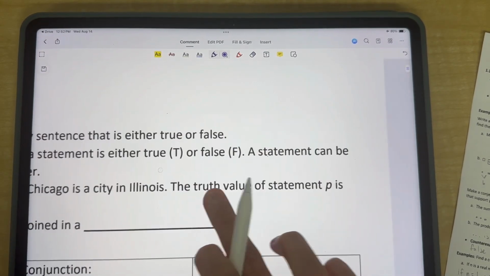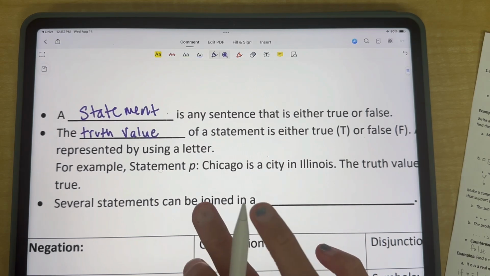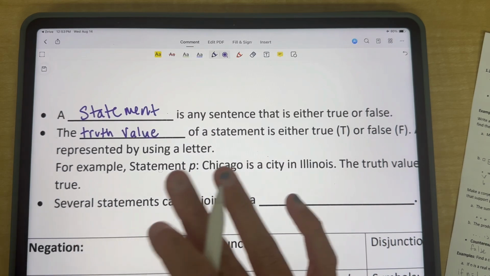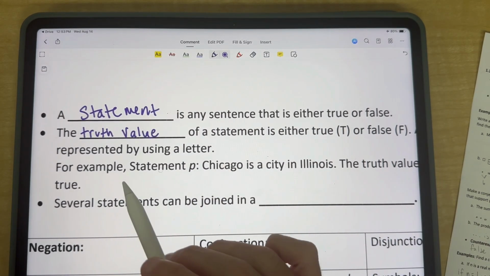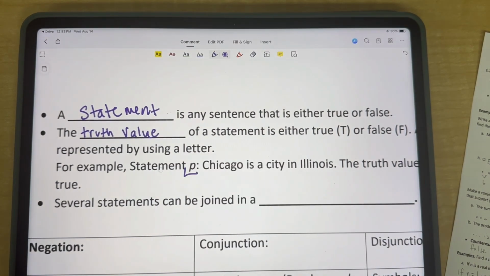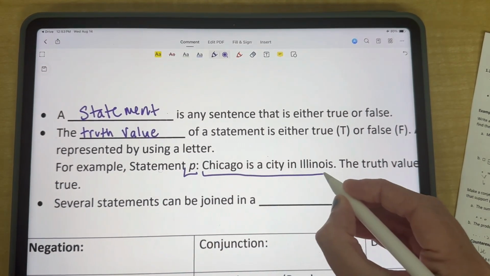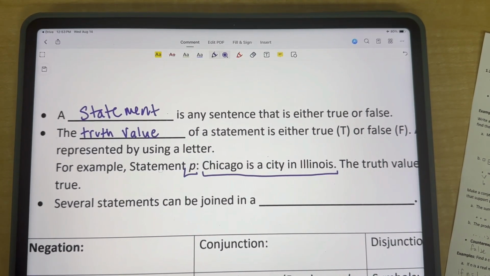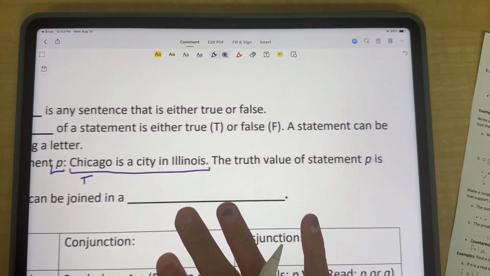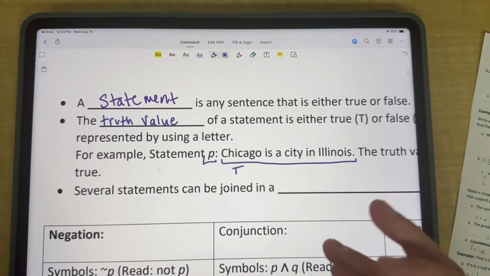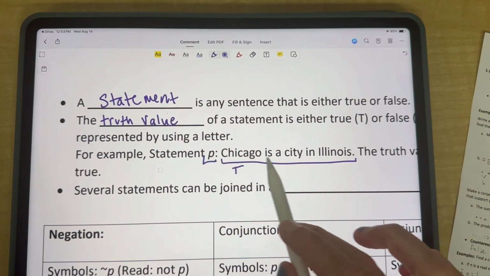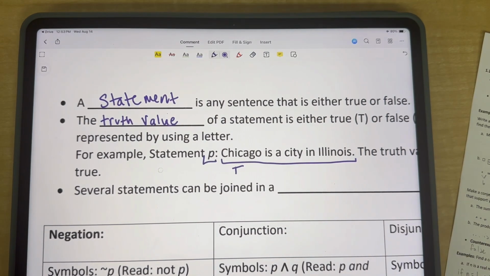A statement can be represented by using a letter. So when I say my statements in geometry, I'm not going to write out a whole long sentence. I'm going to replace it with a letter. For example, I say statement P. If I say I want to talk about statement P, P actually is going to mean Chicago is a city in Illinois. Is that true or false? That's true, correct? The truth value of statement P is true. So if I say, is P true or false? You're going to say, what does P represent? It represents this whole statement right here, and that's a true statement.